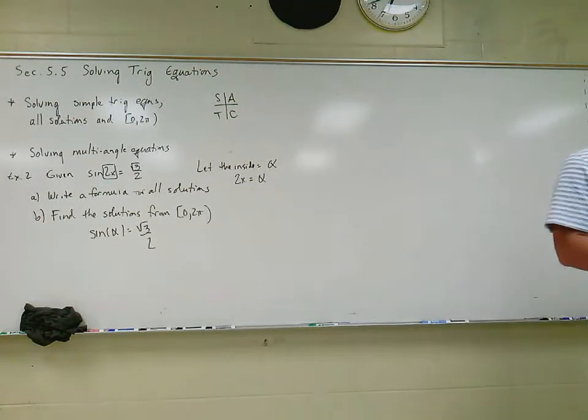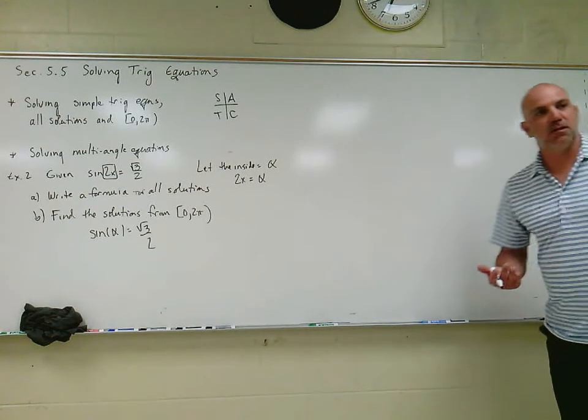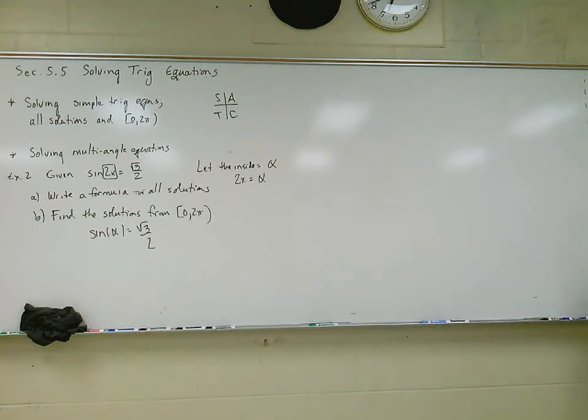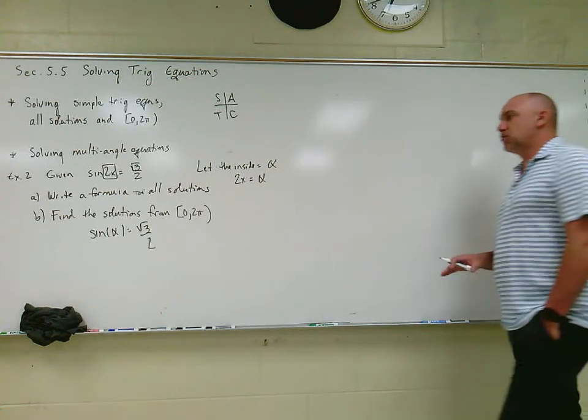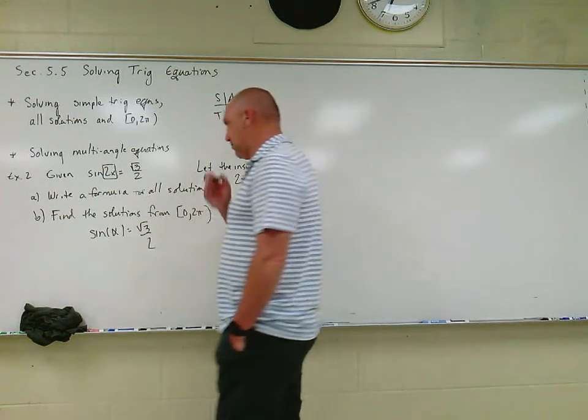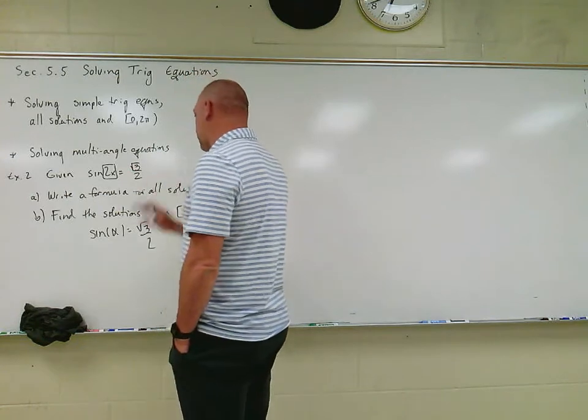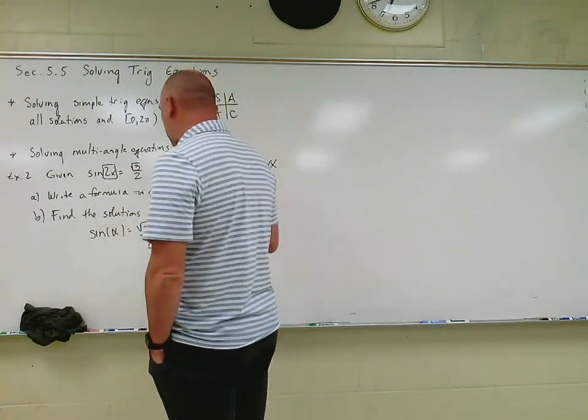So whatever the inside, trust me, they're going to make the inside nasty. Just go and replace the inside with alpha. We'll do one in a second that's like 3x over 2 or something like that. So the first thing I'll do is I'll replace it and call it alpha. All right, and now from here I'll work the problem like I normally would.